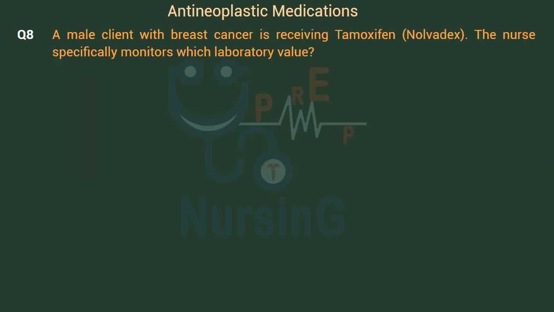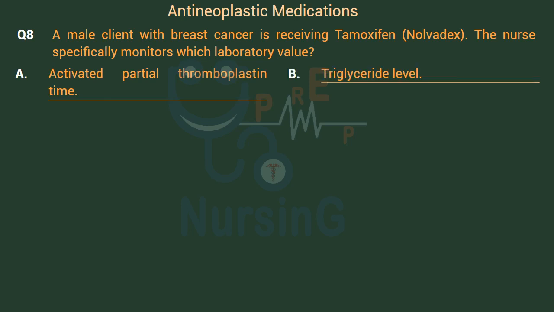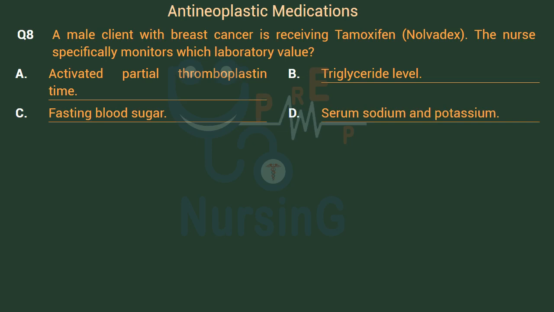A male client with breast cancer is receiving tamoxifen, Nolvadex. The nurse specifically monitors which laboratory value? Option A. Activated partial thromboplastin time. Option B. Triglyceride level. Option C. Fasting blood sugar. Option D. Serum sodium and potassium. Right answer is option B.